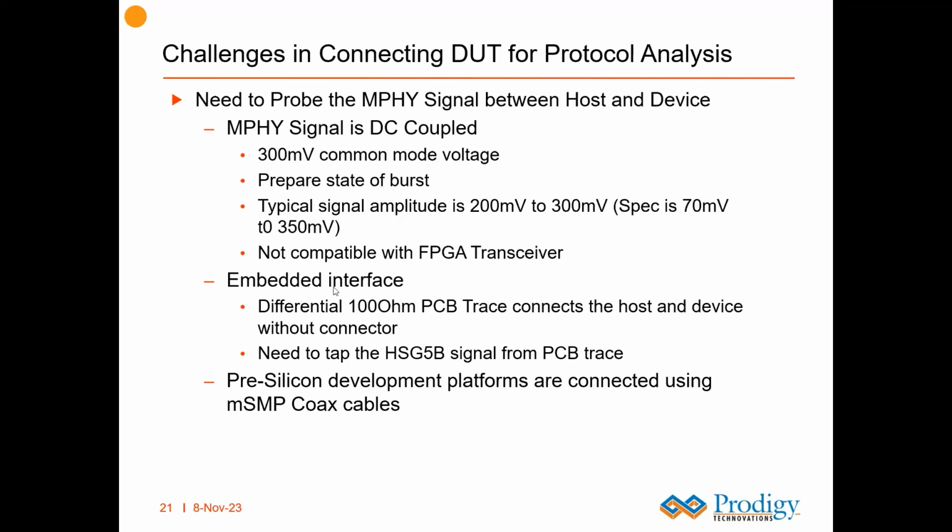Then you have an embedded interface. It's a differential 100 ohm PCB, so it's a very high-speed signal. You need to make sure that proper impedance matching is happening, and you also need to tap the signal at a very high speed, that is 23.32 gigabits. This is a very common problem in M5.